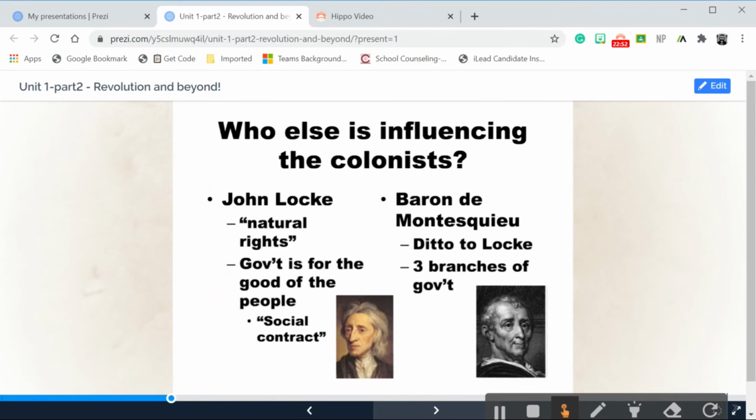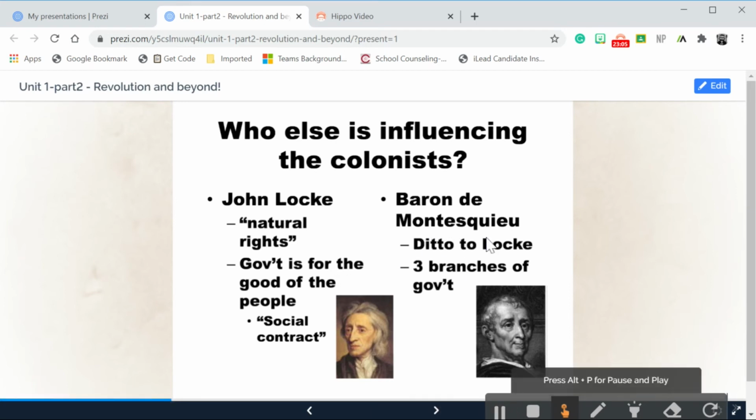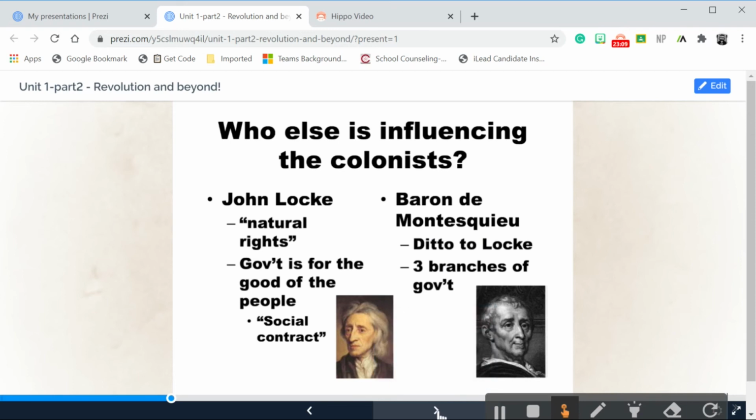All right. Who else is influencing colonists? You have John Locke. You also have Baron Montesquieu. John Locke writes about natural rights. Government is for the good of the people, which is a social contract. Montesquieu really agreed with Locke, but he also makes an argument for 3 branches of government.